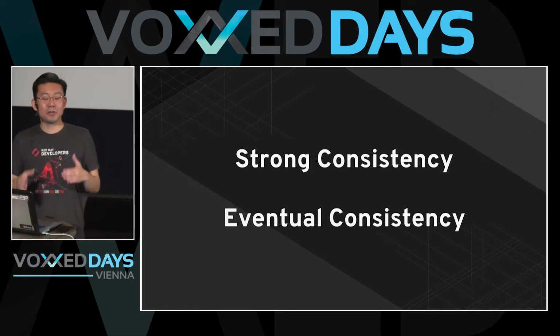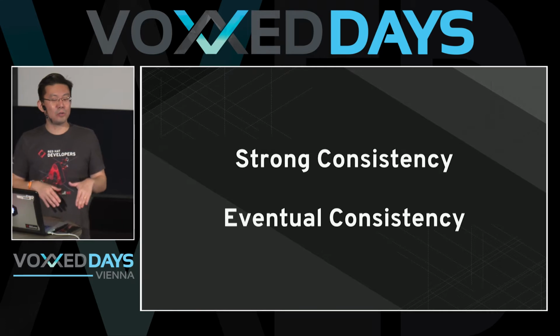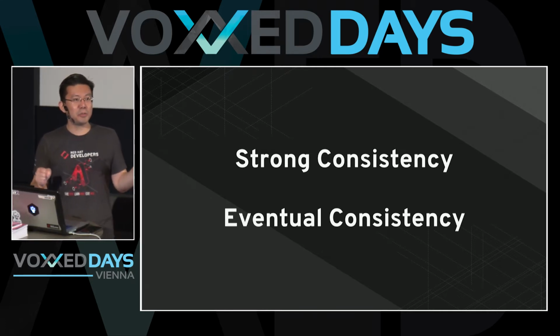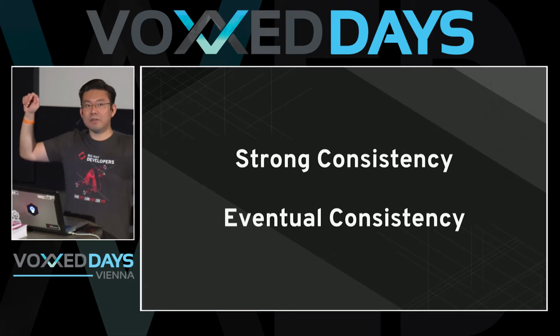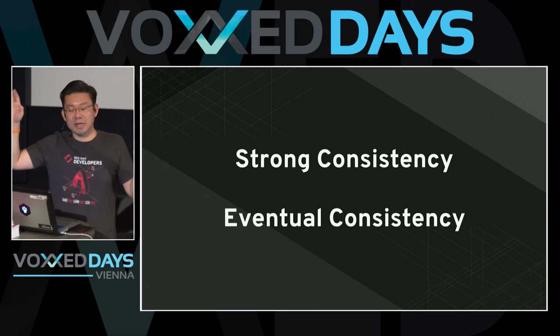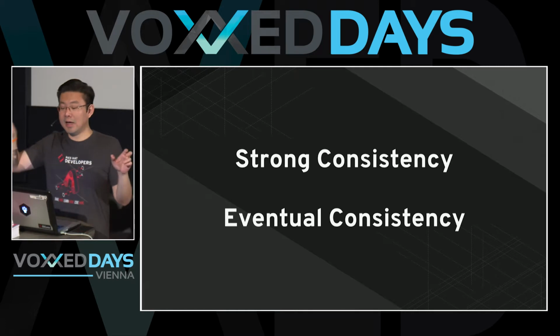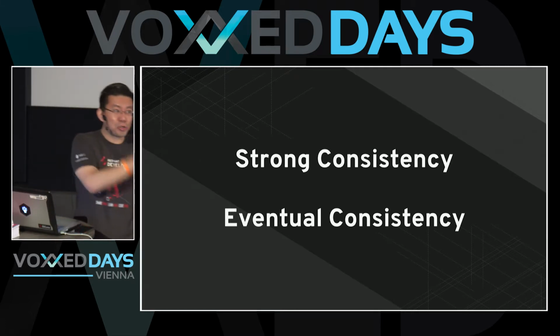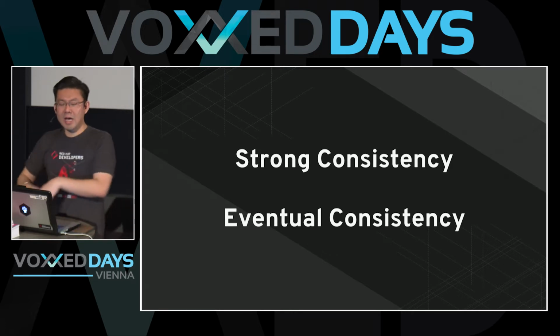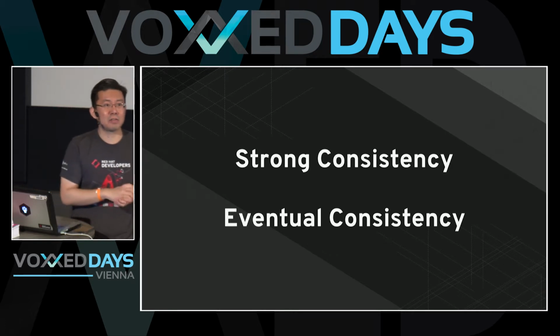Then you can fall back to another model, which is eventual consistency, which means that people can read the value while the value is being updated. And I'm just going to explain a very particular case of eventual consistency, which is strong eventual consistency, because that's the one we apply in microservice architecture.